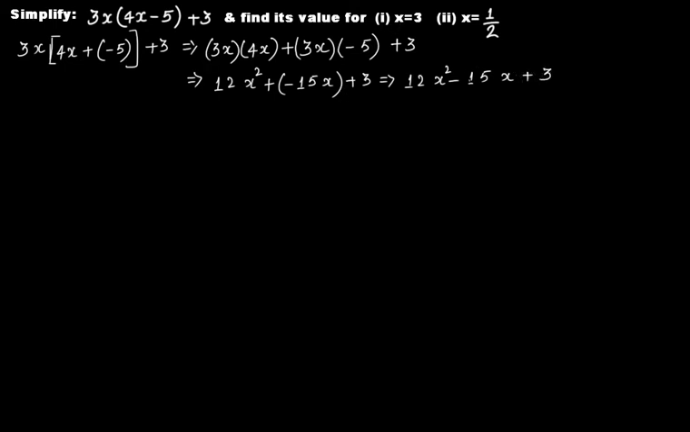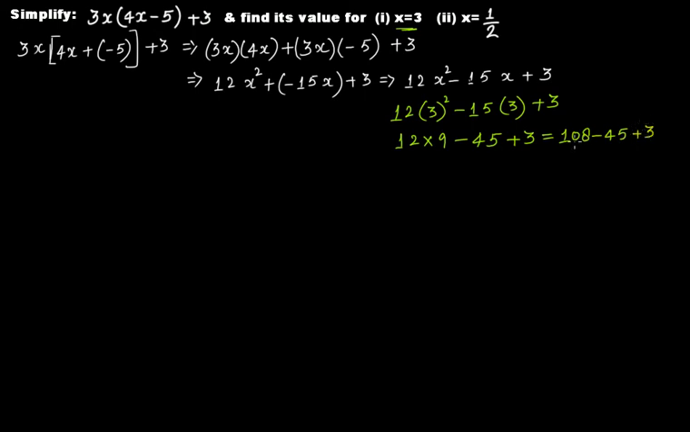Now if you put x is equal to 3 here, so 12 multiplied by 3 squared minus 15 multiplied by 3 plus 3. This is 12 multiplied by 9 minus 45 plus 3. 12 multiplied by 9 is 108 minus 45 plus 3. Now 108 plus 3 is 111. So 111 minus 45. If you solve this, you'll get 66. So this is the answer when you put x is equal to 3.